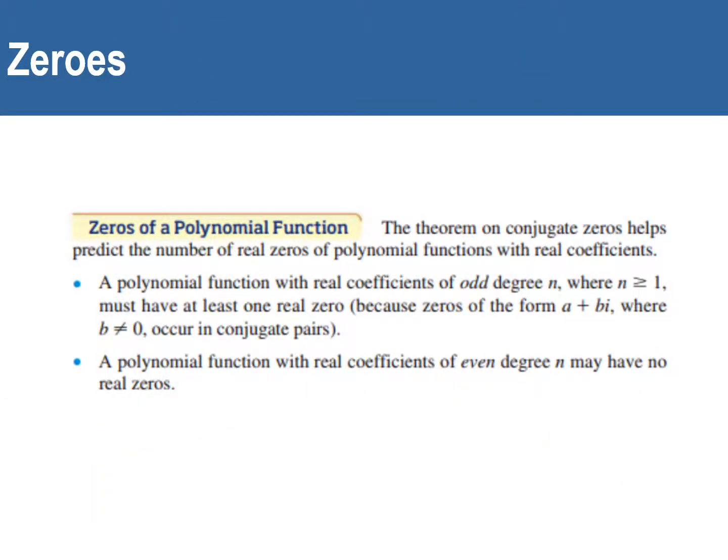So let's talk about the zeros of a polynomial. A polynomial with real coefficients of odd degree has to have at least one real zero. A polynomial with real coefficients of even degree may have no real zeros. That's always a possibility.